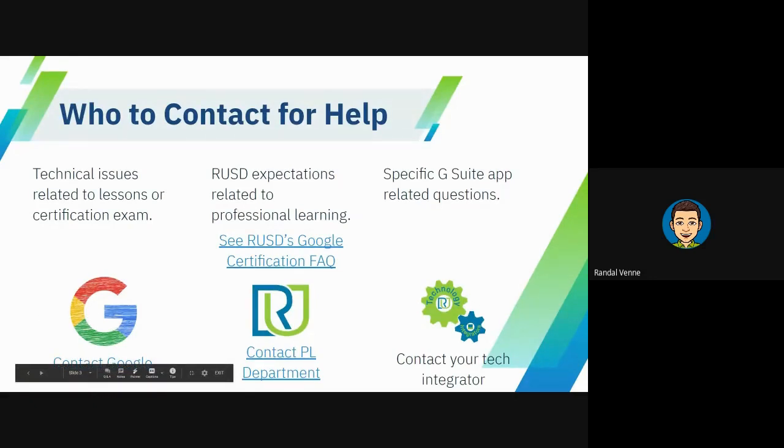And this link down here at the bottom is actually a link directly to their support site for certification. If you have a question about what RUSD expects from you related to this professional learning, the Professional Learning Department has created a frequently asked questions document, which is shared right here. We also have a link to the PL department's email, so you can contact them. And finally, if you have a question related to one of the apps, you need some help with Sheets or with Google Sites, send a message to your building's tech integrator, and one of us will be glad to help you with that.